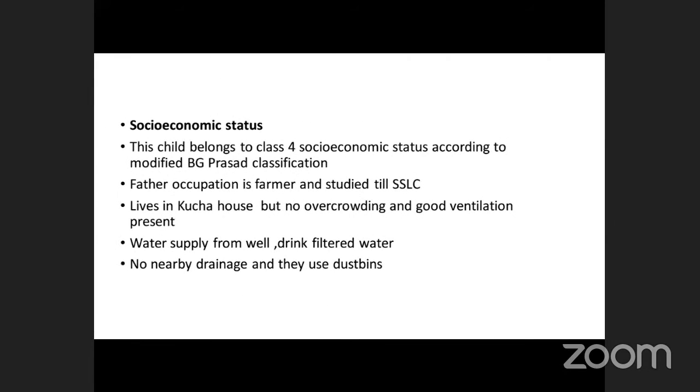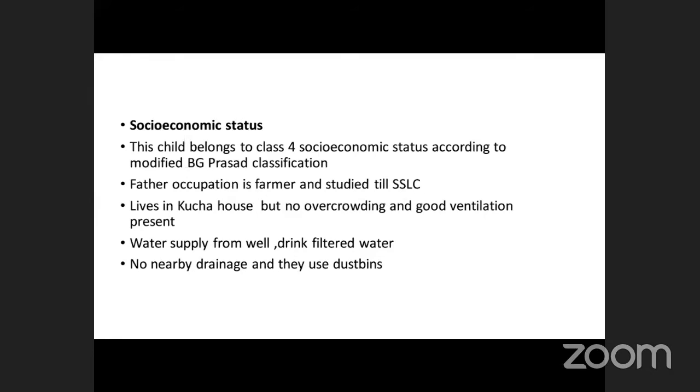Coming to the socioeconomic status, the child belongs to class 4 socioeconomic status according to modified BG Prasad. The father's occupation is a farmer and he studied till SSLC. They live in a kacha house, but there is no overcrowding and good ventilation is present. Water supply is from a well, and they drink filtered water. There is no nearby drainage and they use dustbins. All right. Okay.